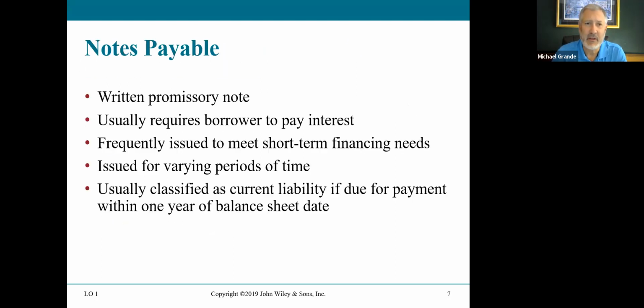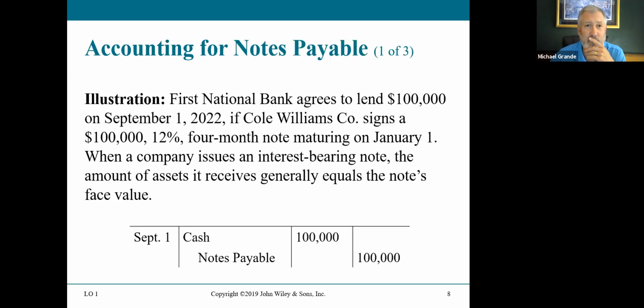Notes payable, written, that's the operative word here, written promissory note, usually requires the buyer to pay interest, frequently issued to meet short-term financing needs, issued for varying periods of time, 6 months, a year, 5 years. Usually classified as a current liability if due for payment within 1 year of the balance sheet date. A note payable may have a current portion and a long-term portion, which we'll see later on.